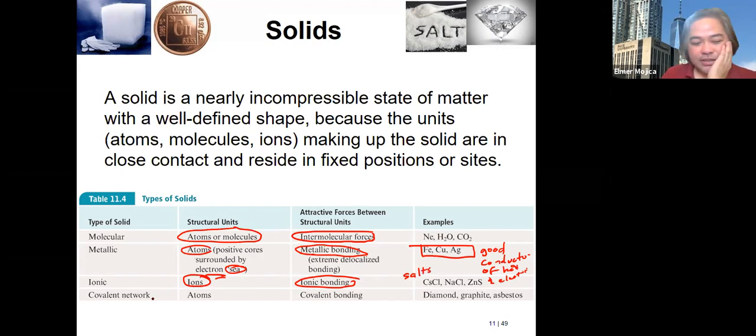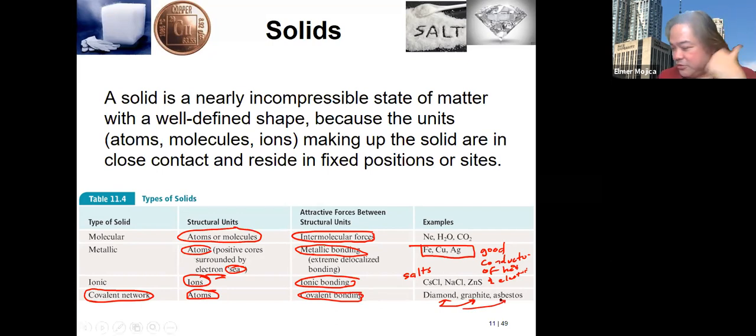Now, the one that is quite unique is the so-called covalent network. Usually it is made up of atoms. Unlike the molecular, the one that holds them together is covalent bonding. Examples that you have here are diamond, graphite, and asbestos.